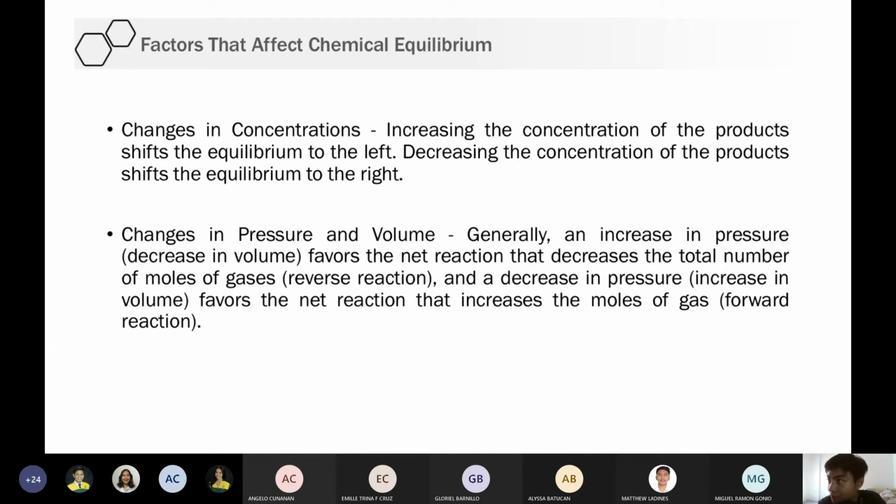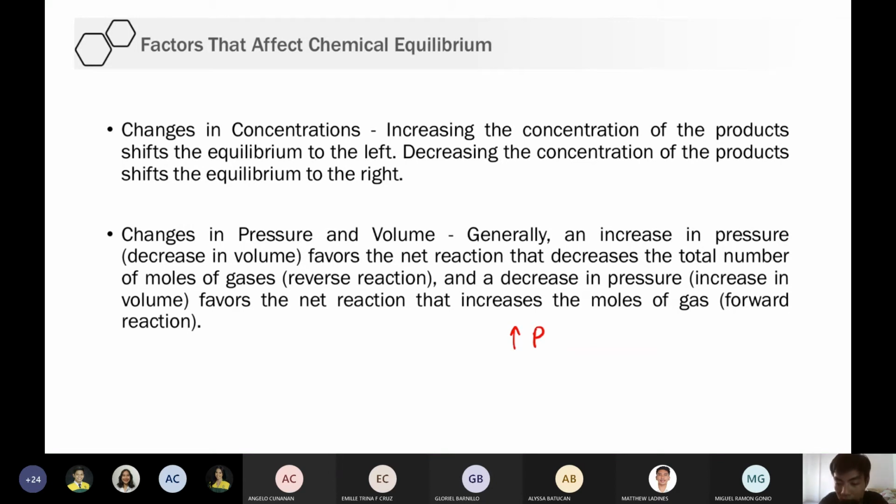Okay, so next one. Changes in pressure and volume. Okay, so when you change the pressure, may effect yun sa equilibrium system mo. Okay, basahin natin yung sentence. Increase in pressure, ibig sabihin yan, will favor the net reaction that decreases the total number of moles of gas.